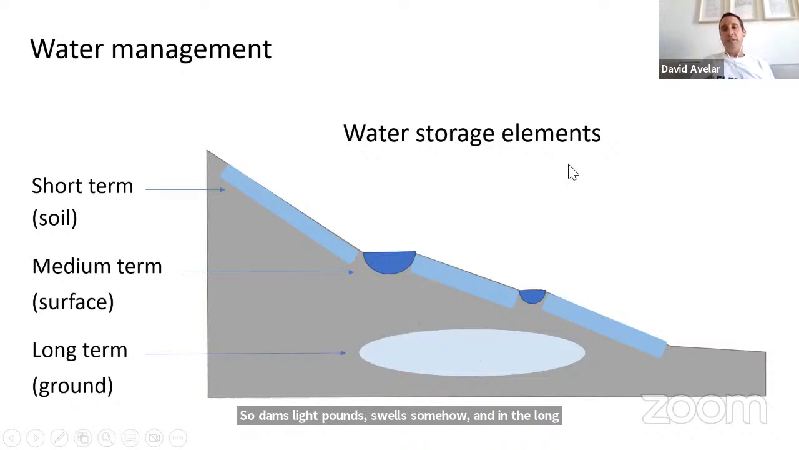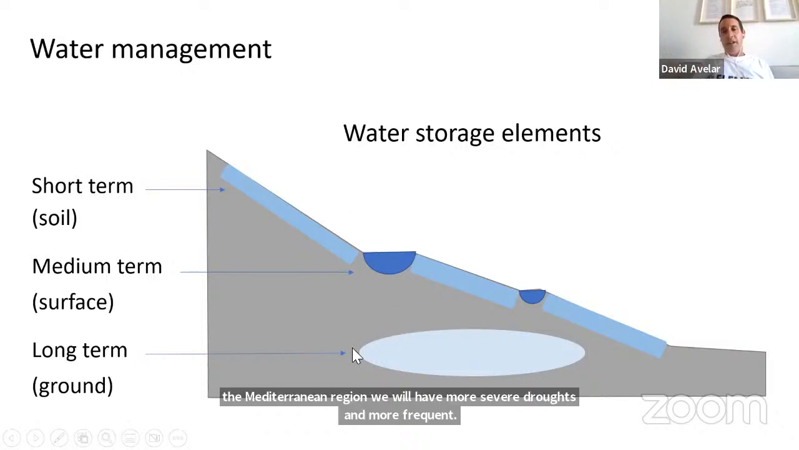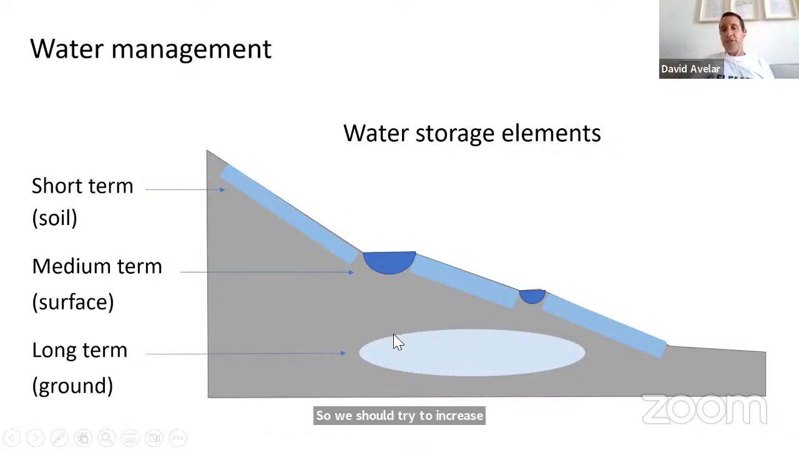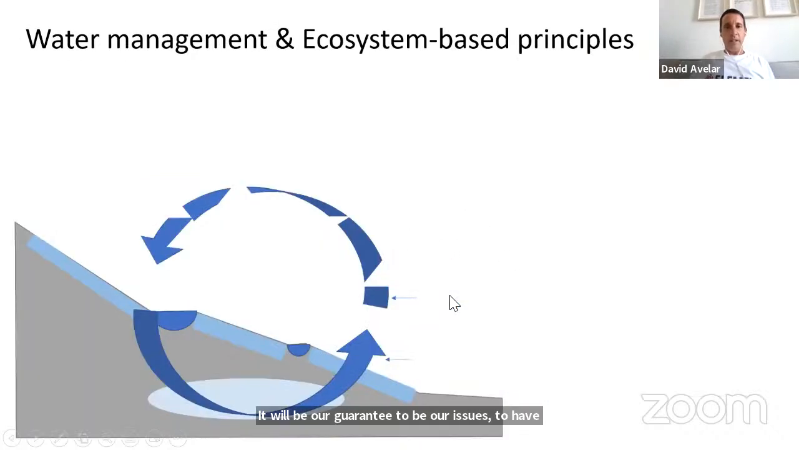It's really interesting to think about these three different perspectives when we are talking about a changing climate, because we know in the Mediterranean region we will have more severe and more frequent droughts. So we should try to increase this strategic water storage, because in these really severe years, it will be our guarantee, our insurance to have water supplied for our demands.